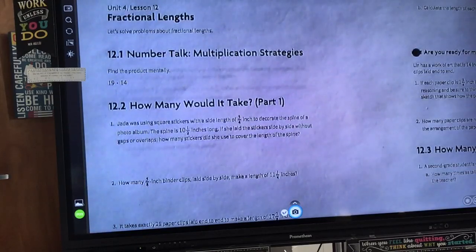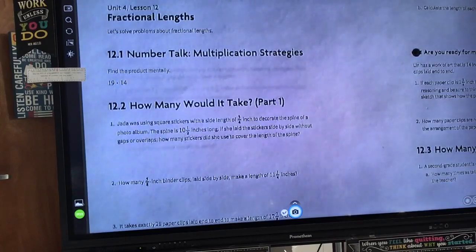About 15 more seconds. Five, four, three, two, one.